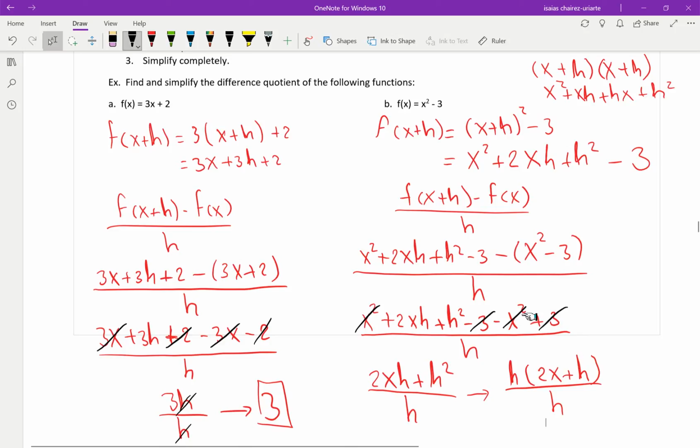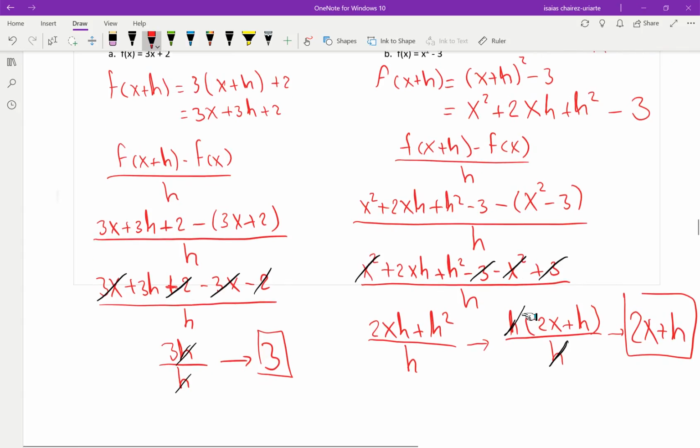And now what happens is that, well, this h in the numerator and this h in the denominator cancel. And my simplified form is just 2x plus h. That is the simplified difference quotient for that last example there.